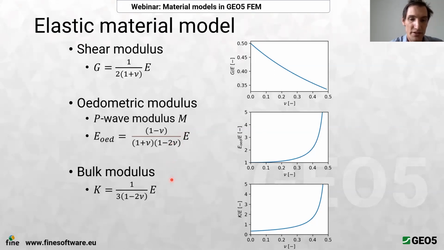And finally, bulk modulus relating mean stress and volumetric strain gets this term. Okay, and here you have just these formulas in some visual form. This is how the shear modulus, the oedometric modulus, and the bulk modulus depend on Poisson ratio. And of course, if the Poisson ratio goes to 0.5, then the material is incompressible in the volumetric sense, and these two moduli go to infinity.